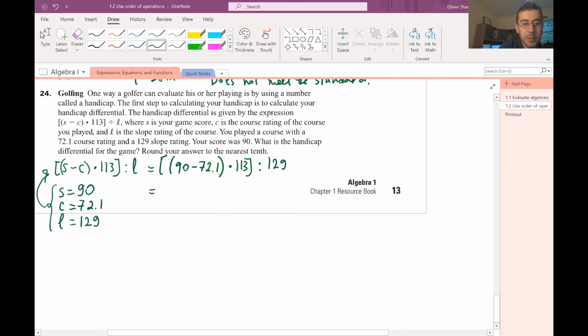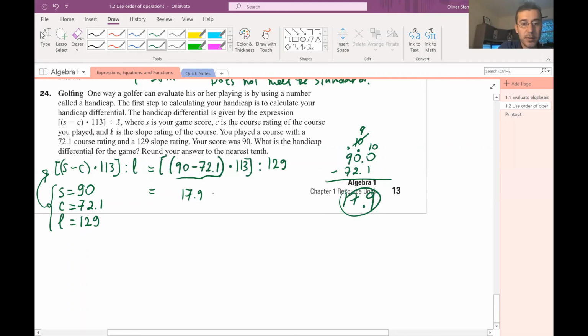So first we do the parentheses here. So this is 17.9, right? If you don't know how to do that, let's do it on the side here. 90 minus 72.1. 0 minus 1 doesn't go, so we have to borrow 1 from here. So this is 10 minus 1 is 9. And then we borrow 1 from here, so this is 10, but it's not 10 because we borrowed 1, so this is 9. 9 minus 2 is 7. This is not 9, we borrowed 1, so it's 8. 8 minus 7 is 1, 17.9. Okay, that's what we got, 17.9.